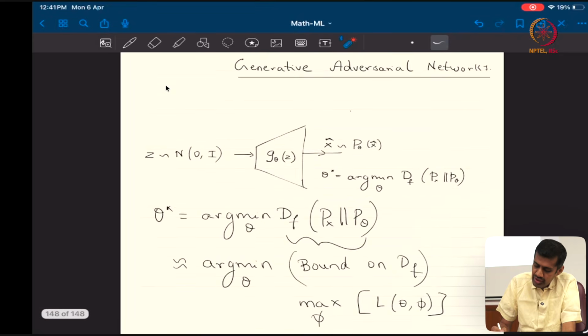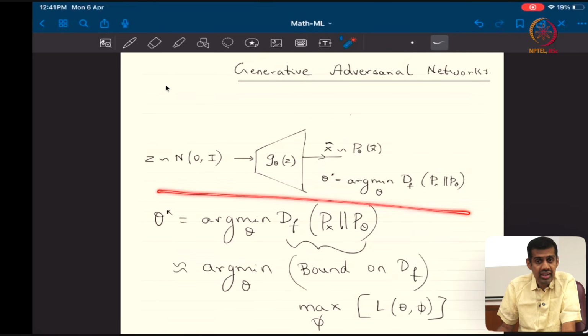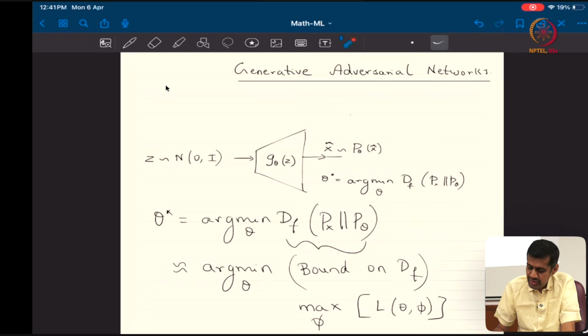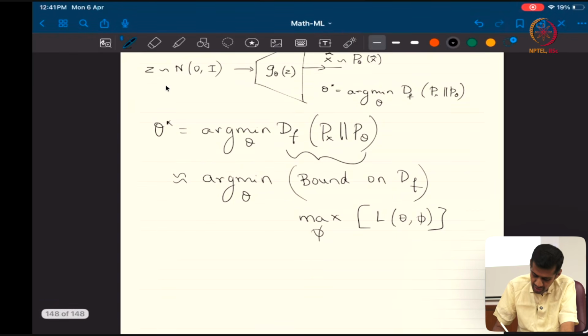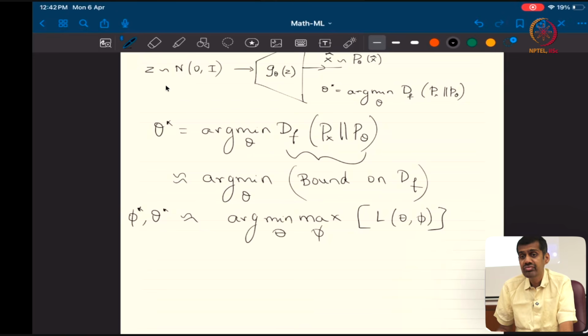So the goal is to sample from the underlying distribution, and the principle is to find the parameters of this g function such that the divergence metric is minimized. We cannot minimize this divergence metric, therefore we construct a bound on it, and while we construct that bound, the bound itself becomes the solution to another optimization problem which involves another class of functions. And that is why the final problem that we would solve is we seek phi star and theta star, that are optima of this particular function.